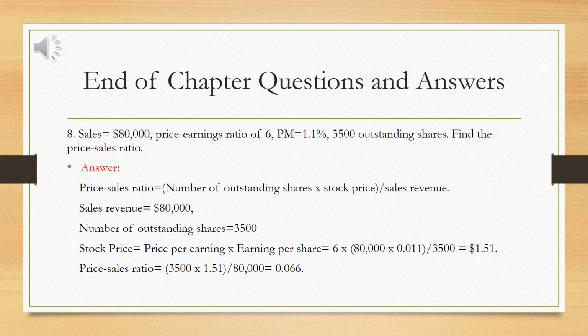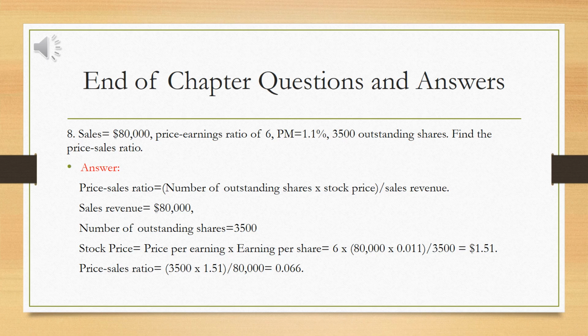For question number 8, we are given the values of sales, price earning ratio, profit margin, and the number of outstanding shares, and we need to find the price-sales ratio. The price-sales ratio equals the number of outstanding shares times stock price over sales revenue. We already have sales revenue and the number of outstanding shares from the given. Thus, we need to find the stock price.